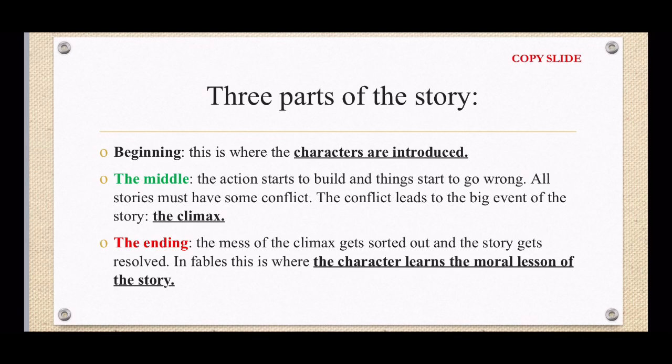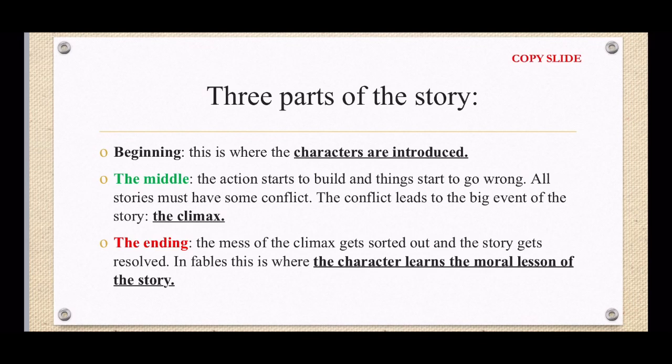This is when the action starts to build and things start to go wrong. All stories must have some kind of conflict, right? And usually this conflict leads to the big event of the story, which is called the climax. As we start reading our story, after we had the introduction and the beginning of the story, we then begin to hear what the story is actually about. There's usually some kind of conflict that happens in the story, and this conflict leads to a big event that happens, right?